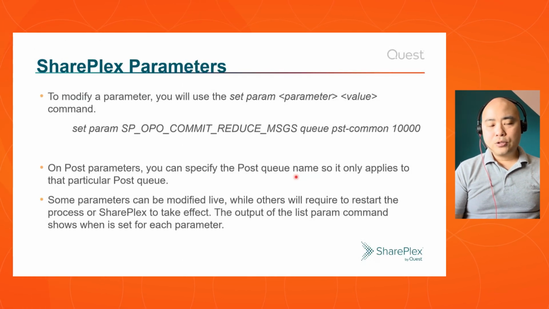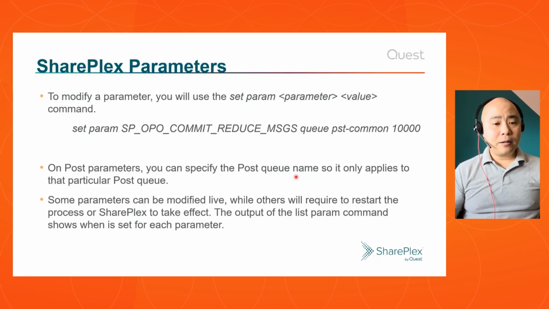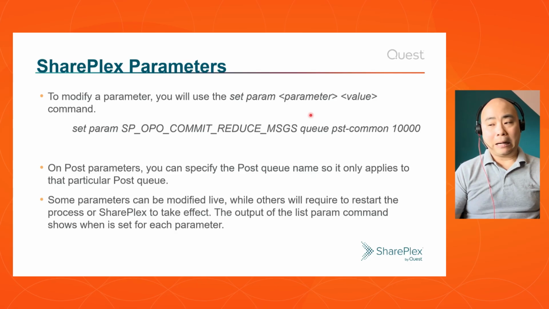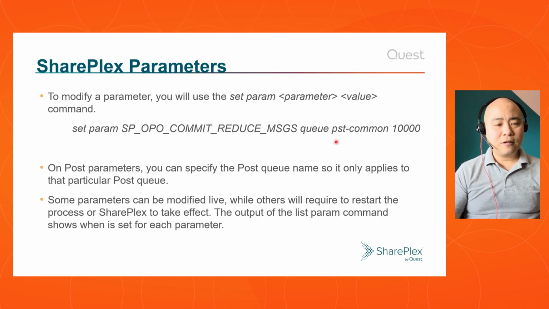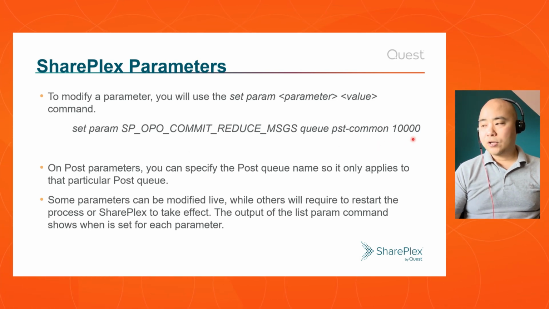Okay, to modify a parameter, we use the setParam command. It will be setParam, the parameter name, and then the value. If you are looking to modify just a specific queue, let's say a post queue, you can specify the queue and the queue name for that. In this example, we are modifying the commit reduce message parameter for the PST common queue. We're setting it to 10K.